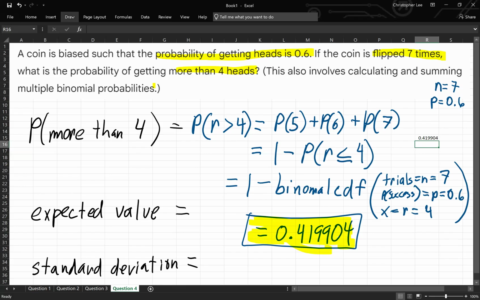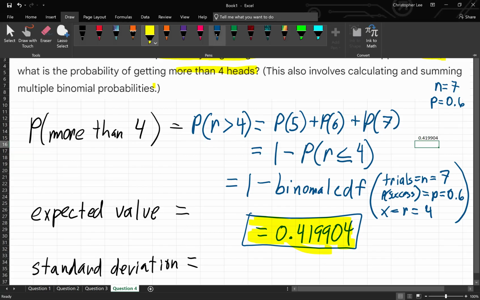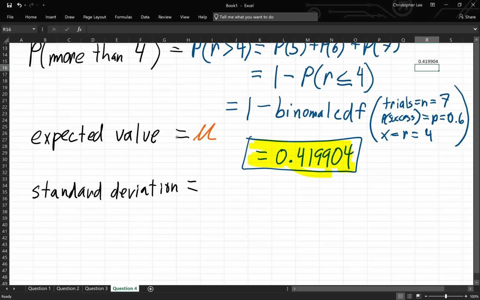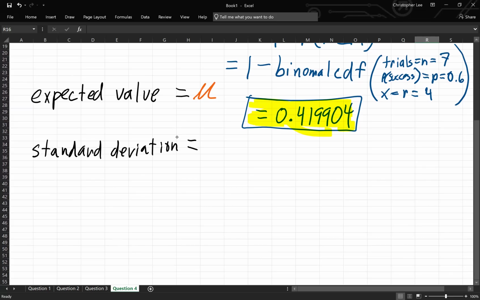All right, let's look at the second question. The second question is asking us for the expected value. Expected value is also known as mu, right? So our formula on our formula sheet is mu is equal to N times P. Very simple. And what is my N? My N was 7, right? And what is my probability of success? 0.6. So all you're doing is 7 times 0.6.